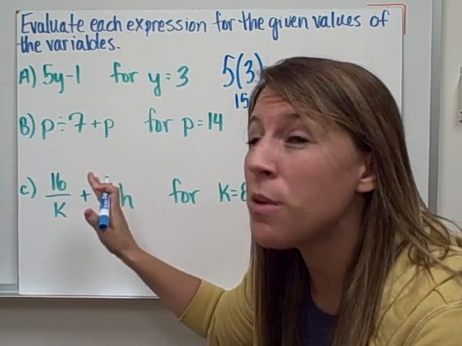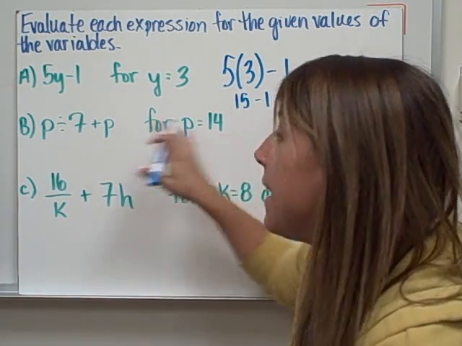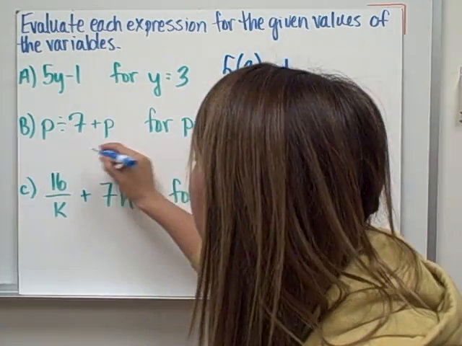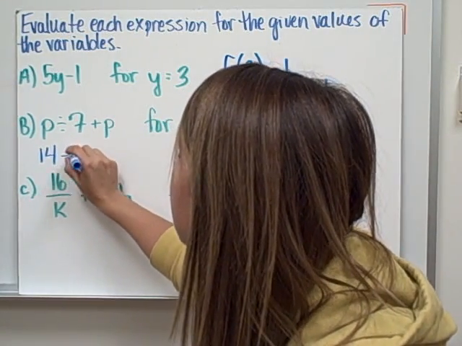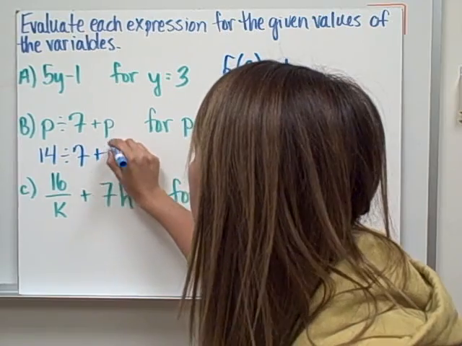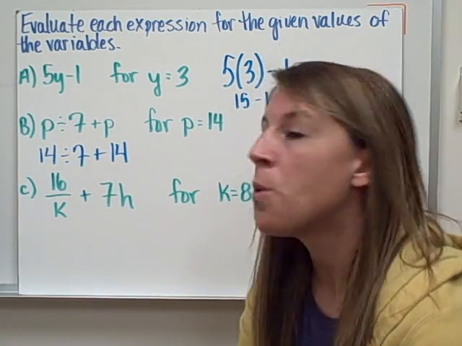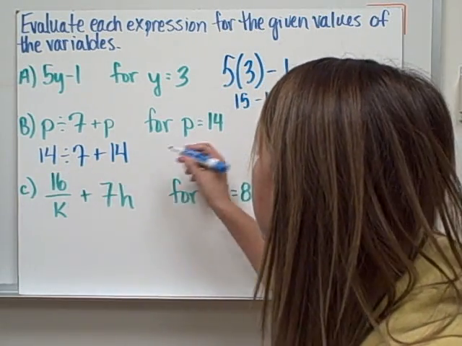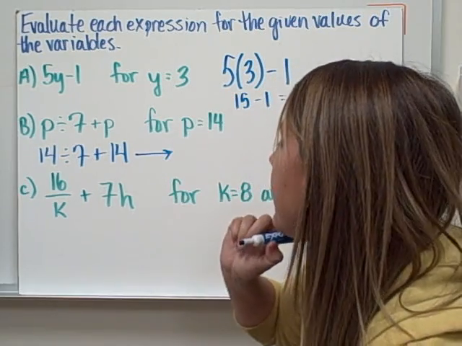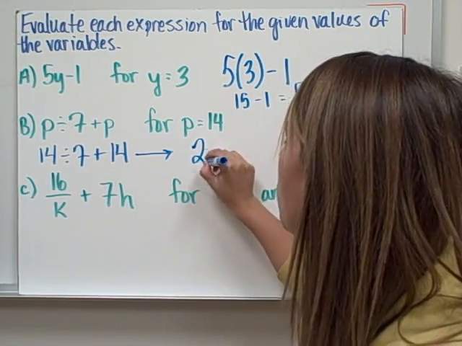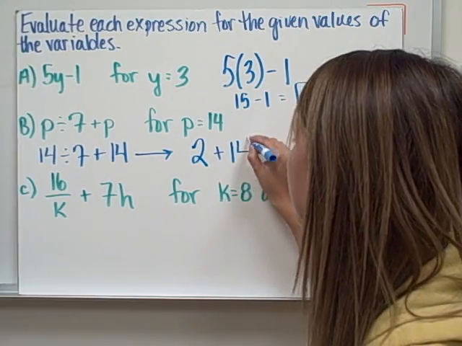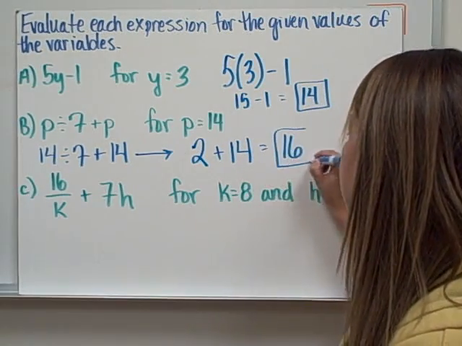P divided by 7 plus P. Sometimes you'll have a variable more than once. Well, you still plug it in. P represents 14, so I can say 14 divided by 7 plus 14. Just keep in mind your order of operations. 14 divided by 7 equals 2, plus 14 is going to be 16.